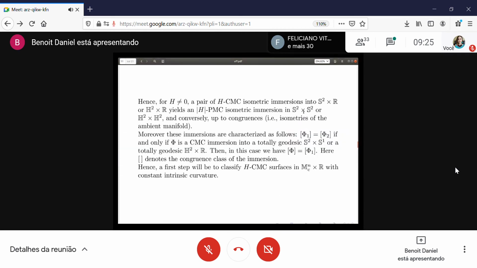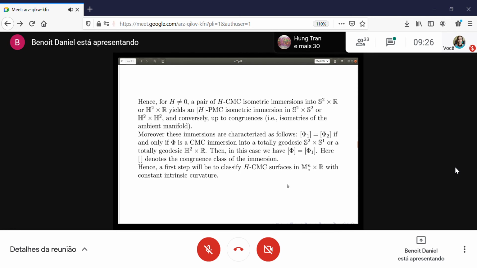So this is what I was explaining. A pair of CMC isometric immersions into S2 cross R or H2 cross R yields an, okay, here I put the absolute value, because I can consider H negative, it's not really important. So it yields an absolute value of H PMC isometric immersions into S2 cross S2 or H2 cross S2, and conversely, and this is up to congruencies.